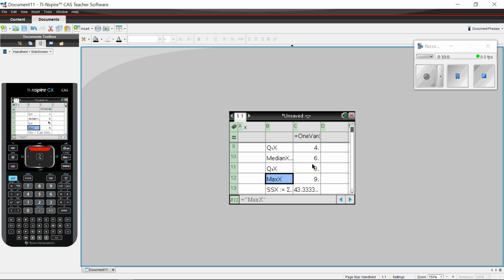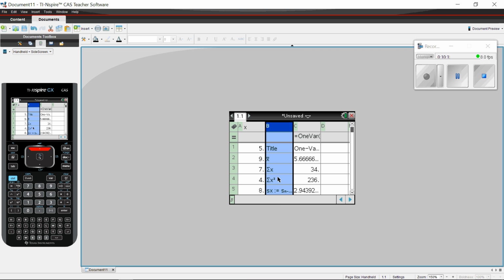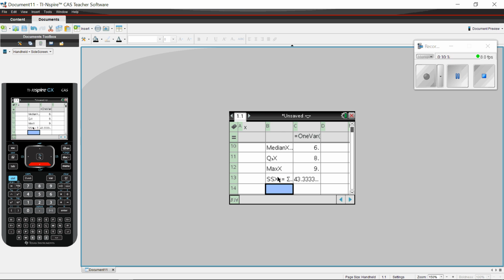For the box plot, you need the 5-number summary, which are these 5 numbers right here that literally go right in order. Could not be any simpler. Min, Q1, median, Q3, max. Okay, that's your 5-number summary.